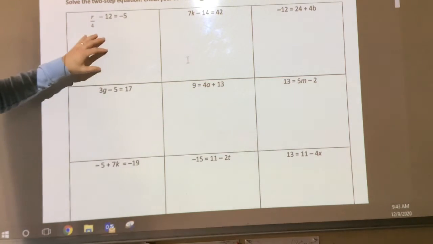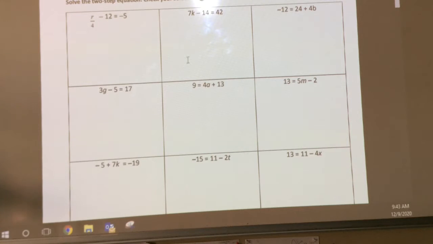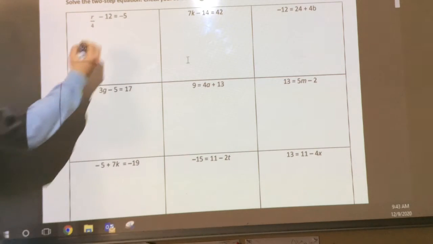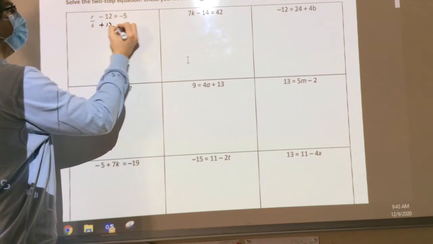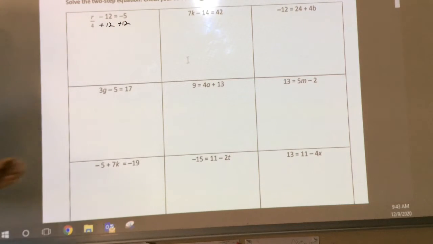All right, when I look at this problem, what's the first thing that I have to do to this problem? Add 12. Can somebody else not named Reed tell me why we're adding 12 and not subtracting 12? Josh. So you can get your variables separated? Yeah, and if we have negative 12, the way you get rid of negative 12 is you add 12.